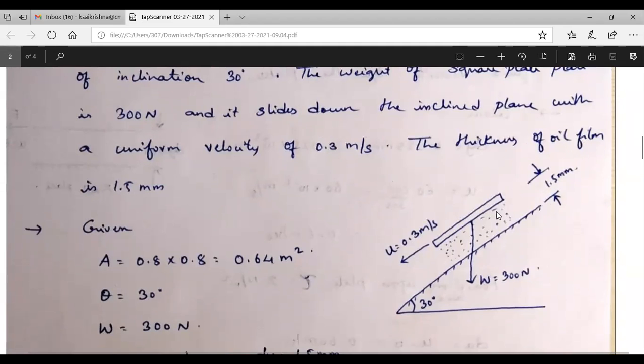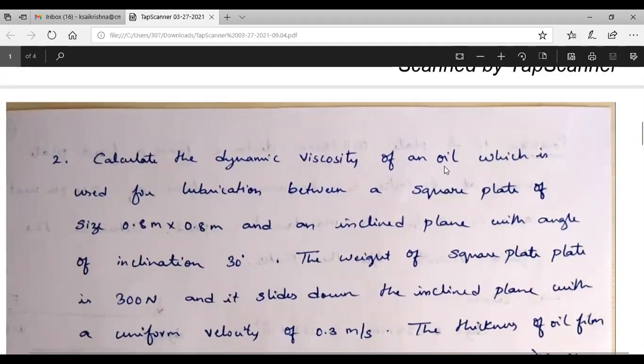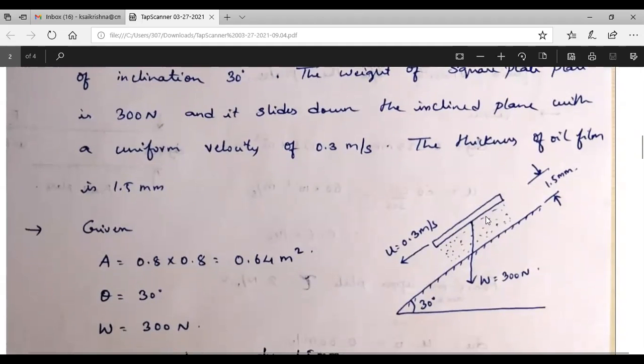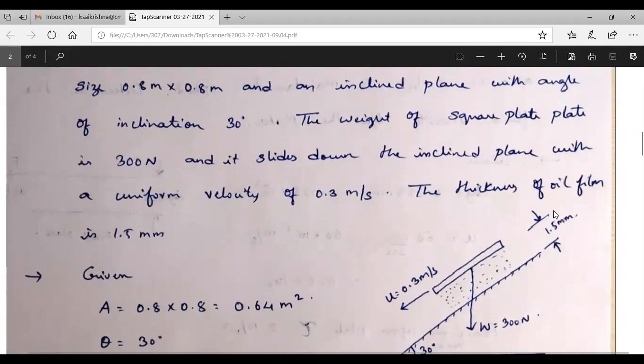The thickness of the oil film is nothing but the gap in between this inclined plane and this plate. In this gap, what is there? An oil is there. The thickness of oil is 1.5 mm. What is this denoted by? Always the gap is denoted by dy. Very good. So dy is given to us, dy equal to 1.5 mm. Next, the weight of the square plate is given, capital W equal to 300 Newton.